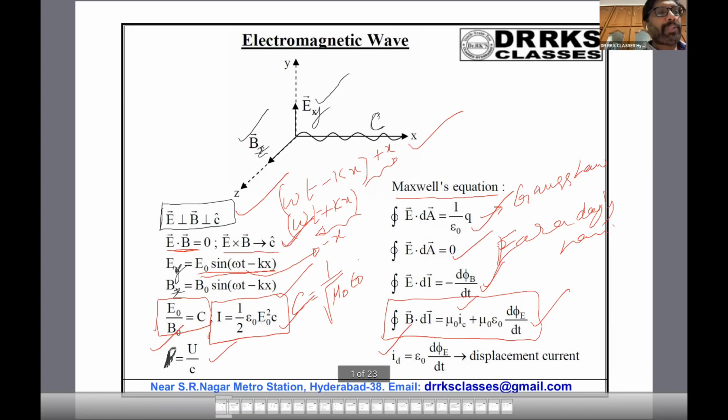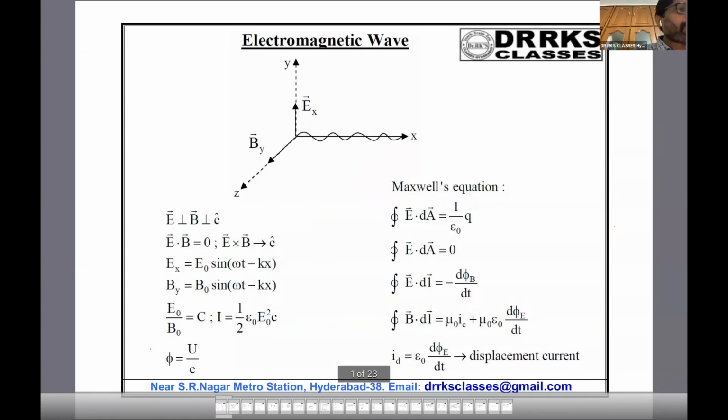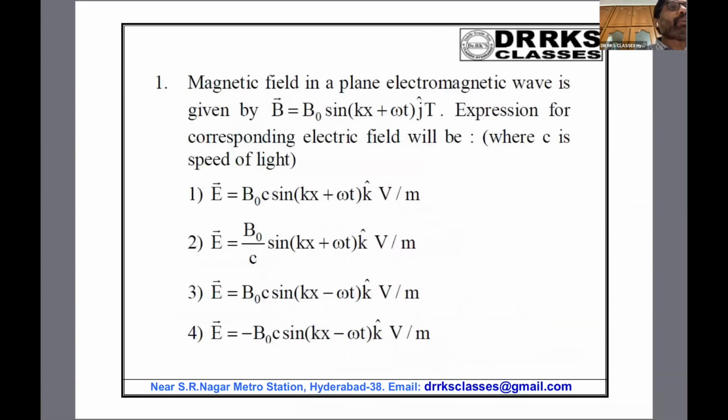Let us start, one by one, the problems of electromagnetic waves. Let me clear this one. So look at this. Here, the magnetic field in a plane electromagnetic wave. A plane electromagnetic wave is one whose intensity remains constant, and doesn't vary with distance. Okay. So B is equal to B naught sin kx plus omega t j cap.